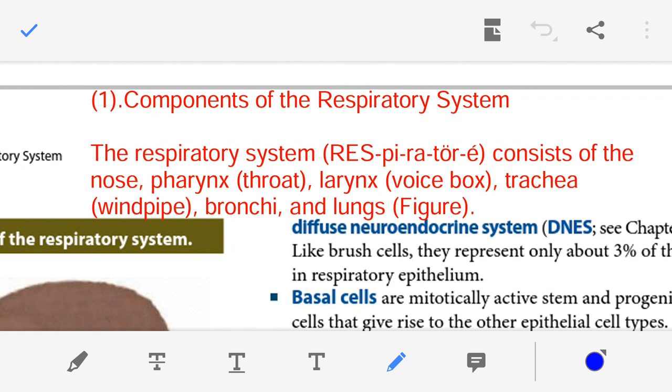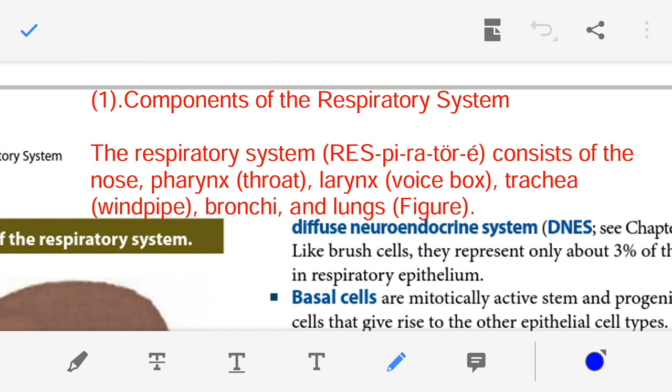Now, first of all, how should we pronounce this system? Many times we pronounce it one way, but actually we should pronounce it as respiratory system. In this lecture, we are going to learn the organs present in the respiratory system, what the respiratory system is made up of.